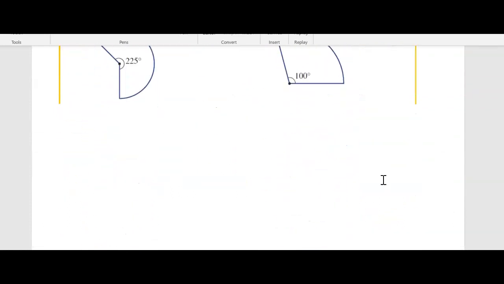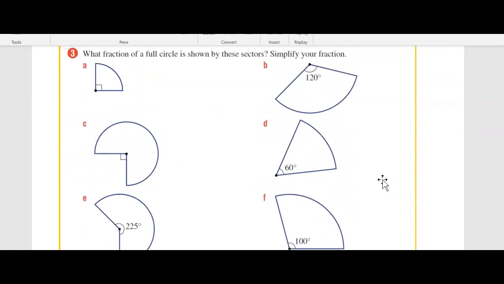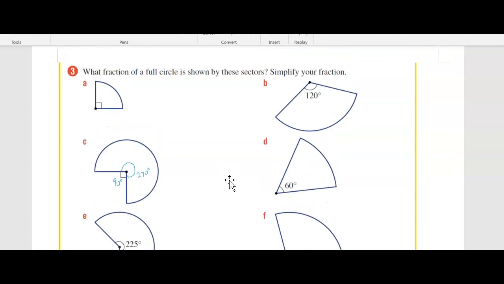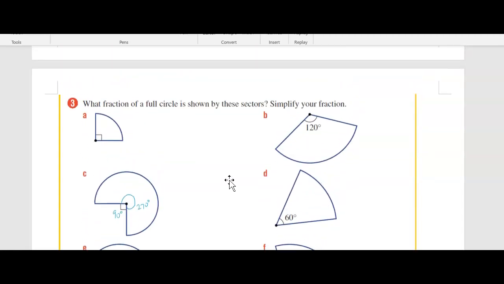Okay, let's scroll along. Just notice this one here. Question C. So with question C, your value of theta is this part around here. So this is a 90-degree angle, which makes this a 270-degree angle. All right, so when it says what fraction of a full circle, that's when you do the theta over 360.